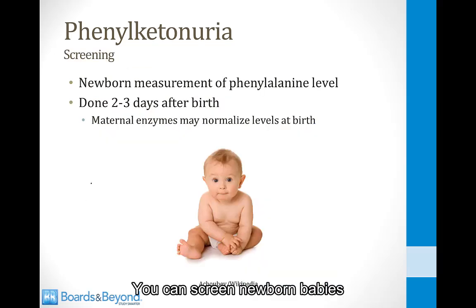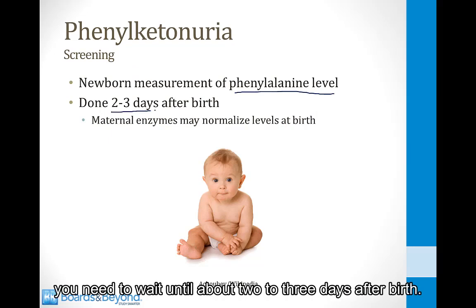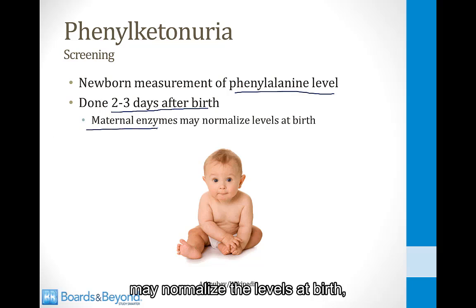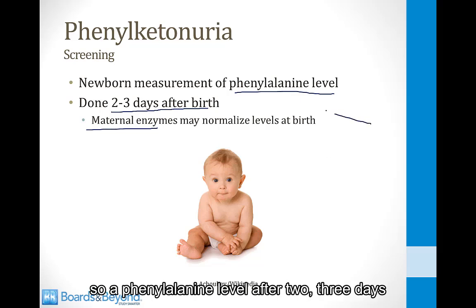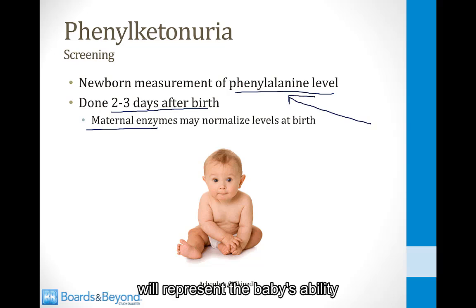You can screen newborn babies by measuring a phenylalanine level. If you're going to do this, you need to wait until about 2 to 3 days after birth. That's because maternal enzymes may normalize the levels at birth, but after a few days, the baby has to start metabolizing it on its own. So a phenylalanine level after 2 to 3 days will represent the baby's ability to metabolize this amino acid.